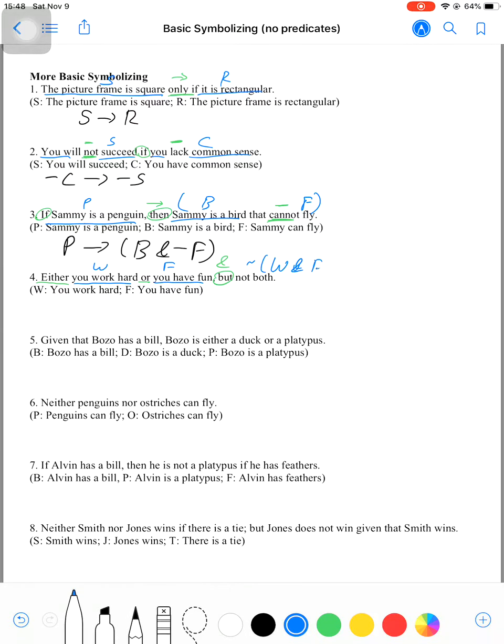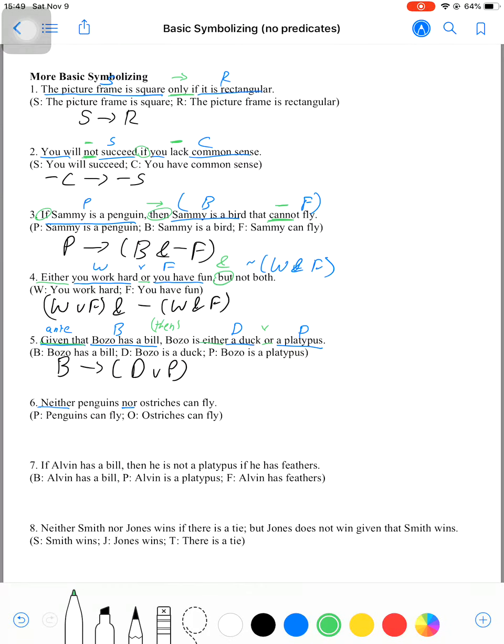Going on to 6, we have one of the ones that we looked at earlier. We have a neither nor. So there's two different ways of translating this. You can either translate it as a not and then the disjunction inside of a wedge, or you can translate it as two independent claims and just stick the two independent claims together. I'm going to do both.